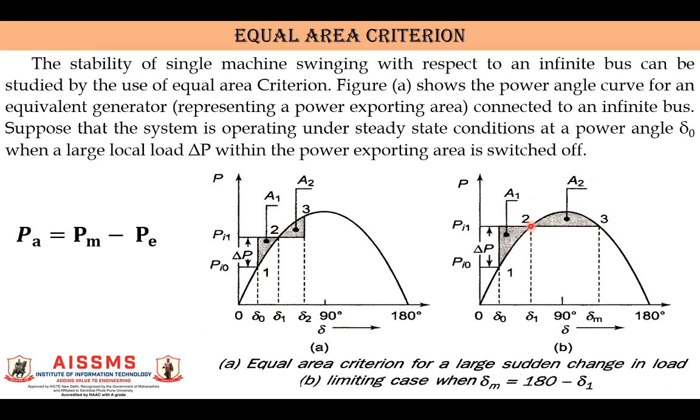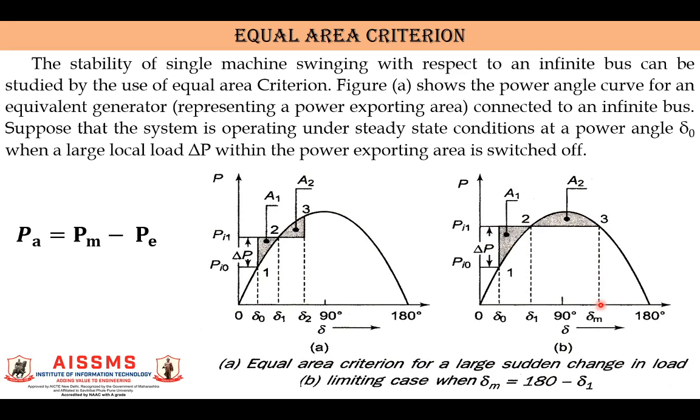From this point it will keep losing kinetic energy, and at point 3 the whole kinetic energy will be lost. So this is the area A1 and this is the area A2. If both these areas are equal, then we will say that the system will become stable.